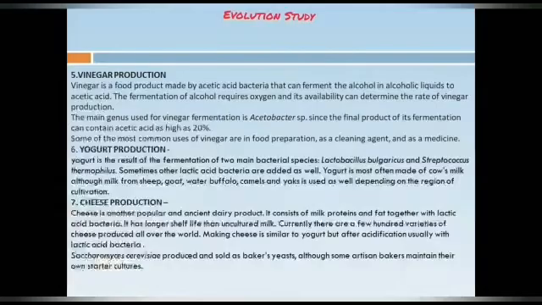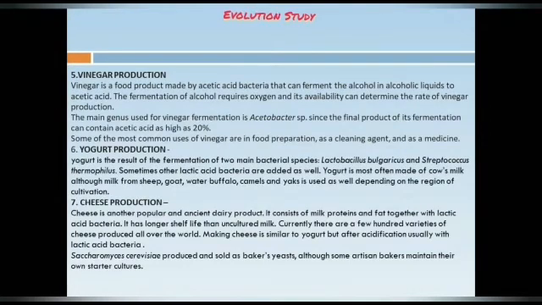Vinegar production. Vinegar is a food product made by acetic acid bacteria that can ferment the alcohol in an alcoholic liquid to acetic acid. The fermentation of alcohol requires oxygen and its availability can determine the rate of vinegar production. The main genus used for vinegar fermentation is Acetobacter sp. Since the final product of its fermentation can contain acetic acid as high as 20%, some of the most common uses of vinegar are in food preparation, as a cleaning agent and as a medicine.